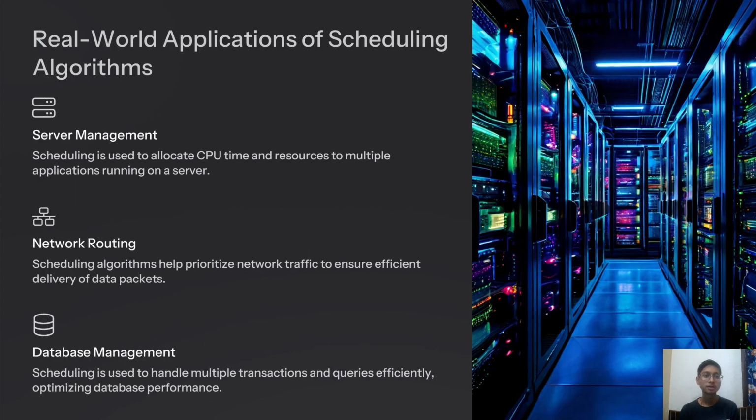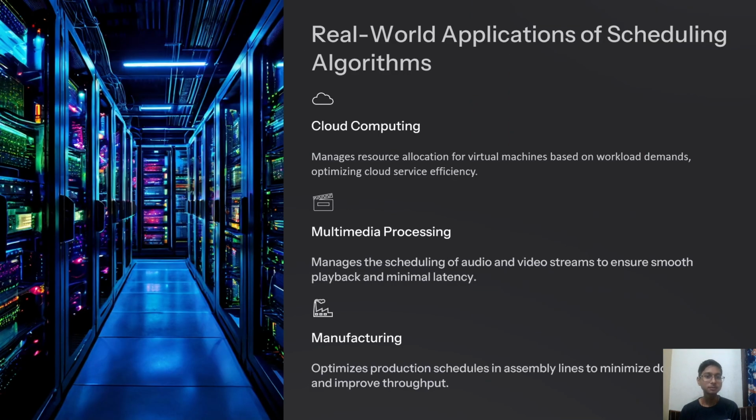If we talk about real-world applications of scheduling algorithms: server management, where scheduling is used to allocate CPU time and resources to multiple applications running on a server. Network routing, where scheduling algorithms help prioritize network traffic to ensure efficient delivery of data packets. Database management, where scheduling is used to handle multiple transactions and queries efficiently, optimizing database performance.